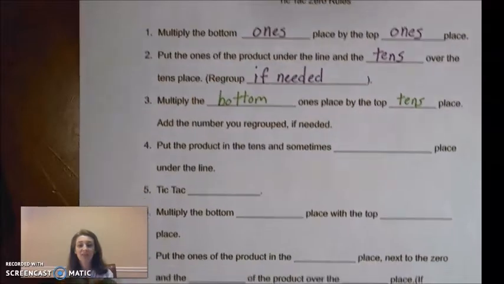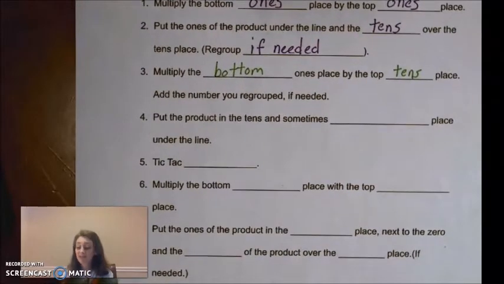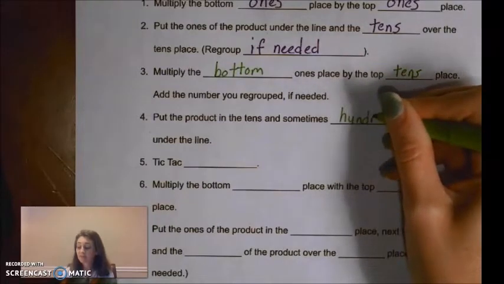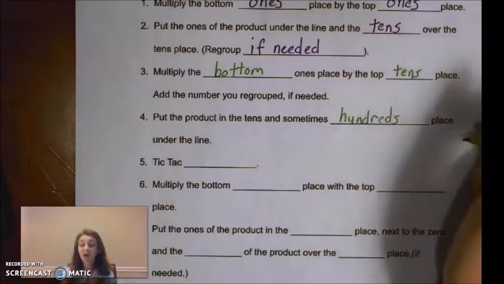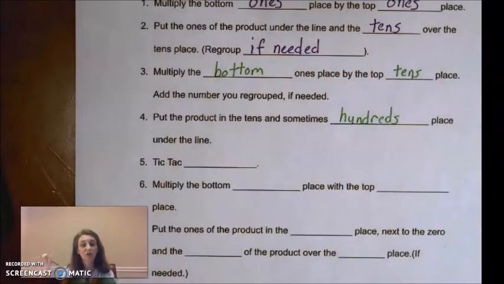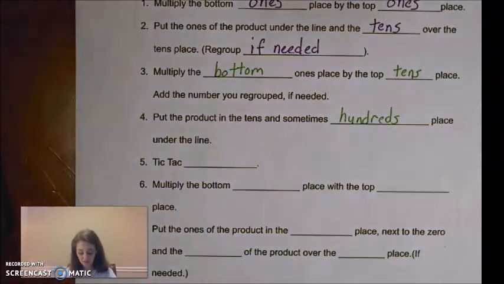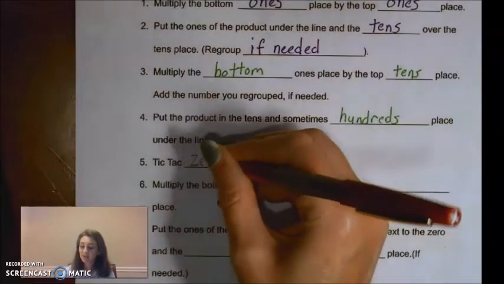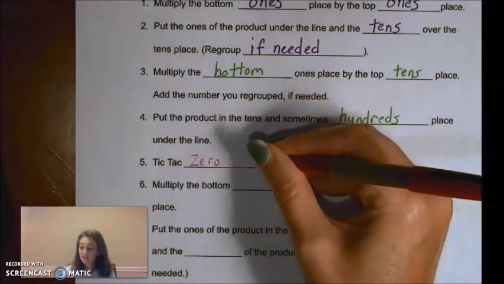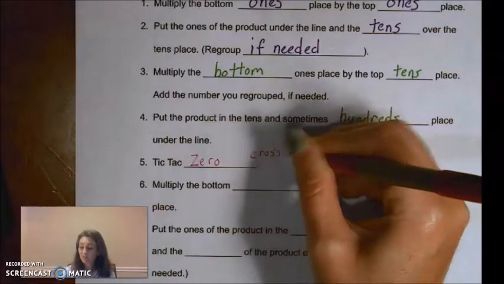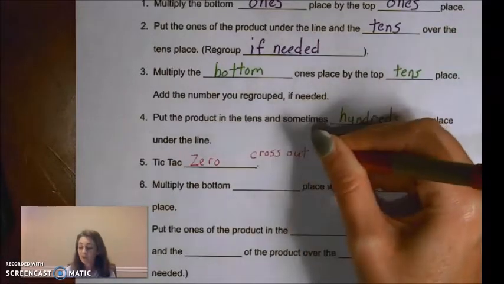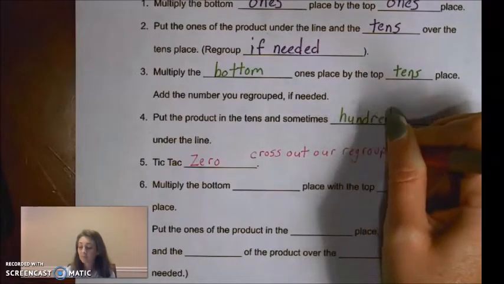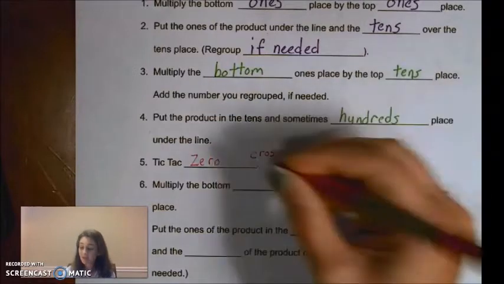Then you're going to put the product in the tens place, and sometimes, if it goes that far, into the hundreds place, under the line, so you know it's your product and not part of your problem. And then we Tic Tac Zero. What that means is that we cross out our regrouping and the bottom ones place.